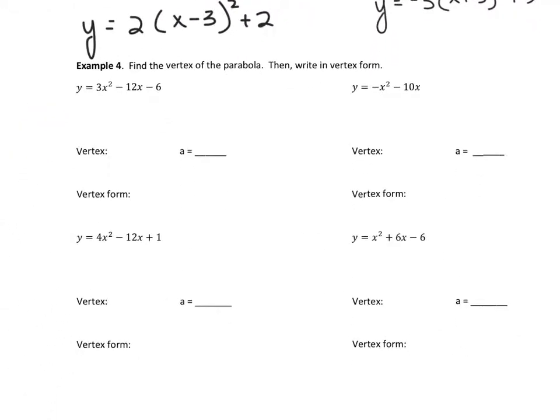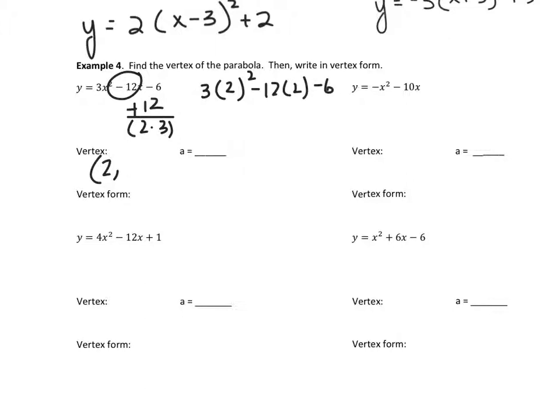Alright, example 4, find the vertex and then write in vertex form. So to find the vertex, you're going to do -b over 2a. So -(-12) divided by 2 times 3. So it's going to be 12 divided by 2 times 3. So that's 12 divided by 6, which is 2. Then you plug 2 back in for x. I'll do this once right here and show my work, but the rest of the time you can just do it on your calculator. But this is what I'm doing.